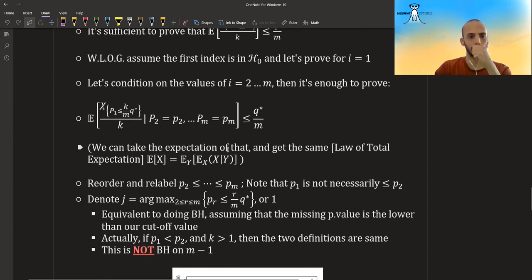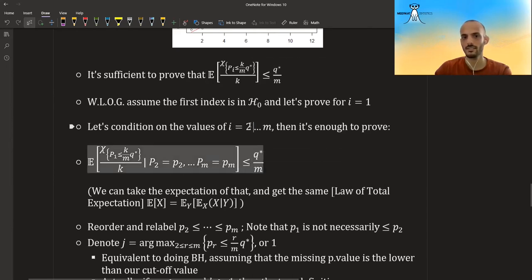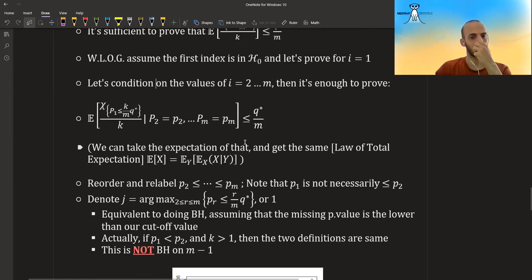And why can we do this? Well, because if we prove this by the law of total expectation, we can just take the expectation with regards to all of this value. But if we take the expectation here, we will get this. And if we take the expectation here, this is a constant, so we'll just get that constant. So it's enough to just prove this. Okay, so what do we do now?